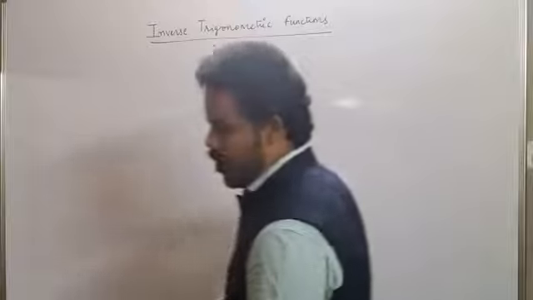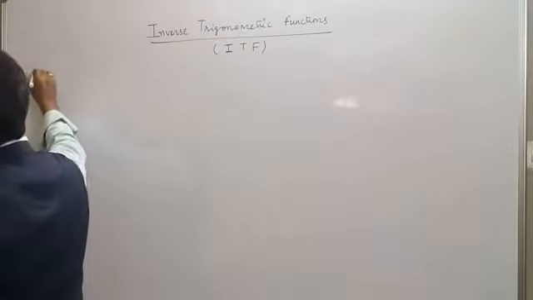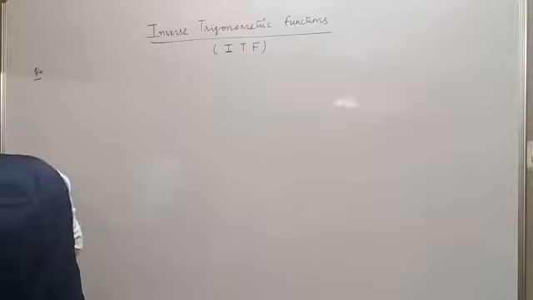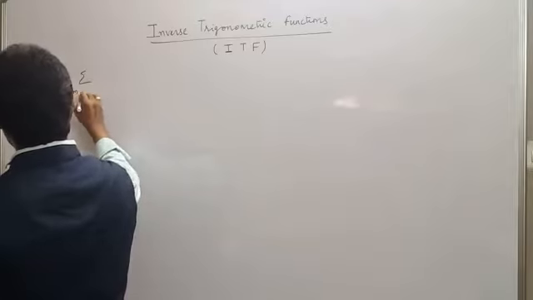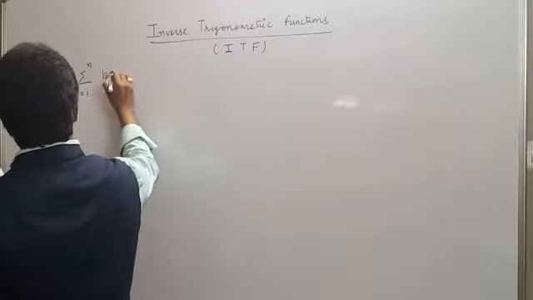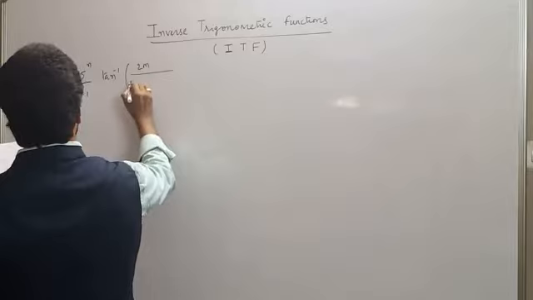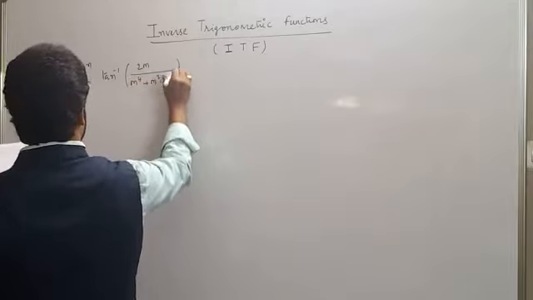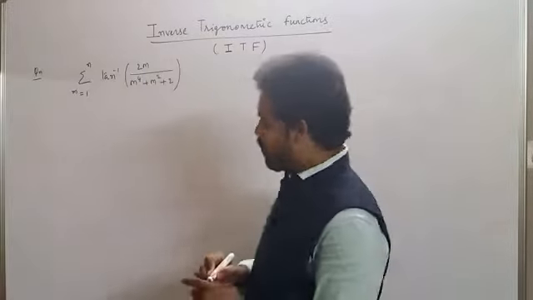Yeah, let us go for the next problem, same model. Sigma m running from 1 to n, tan inverse of 2m by m power 4 plus m square plus 2.